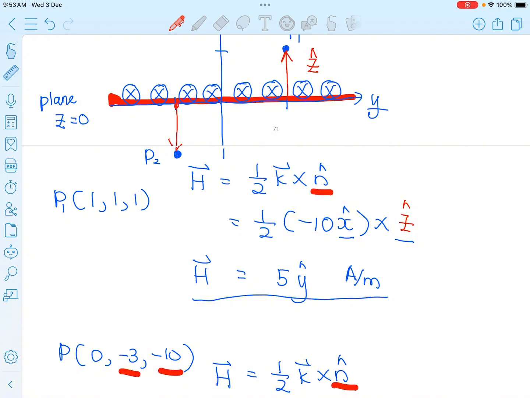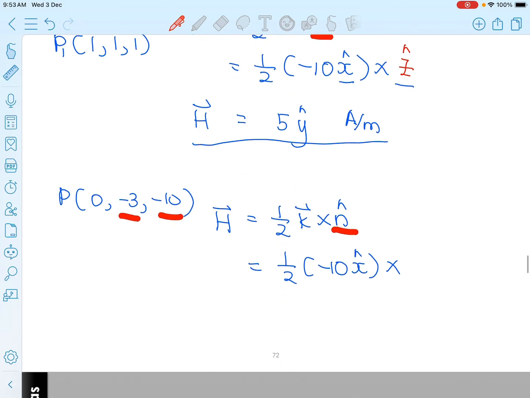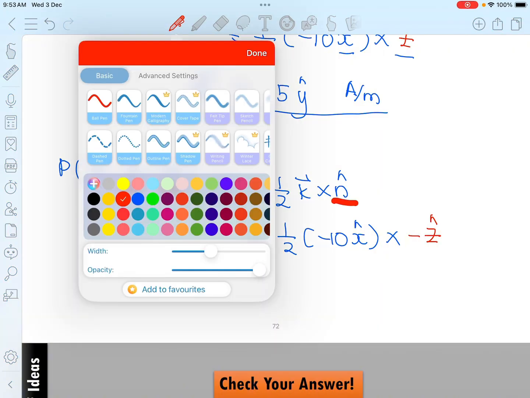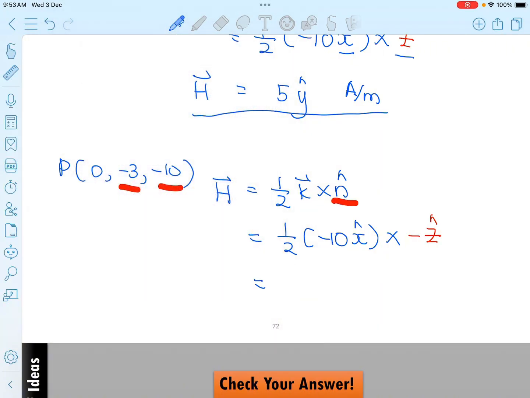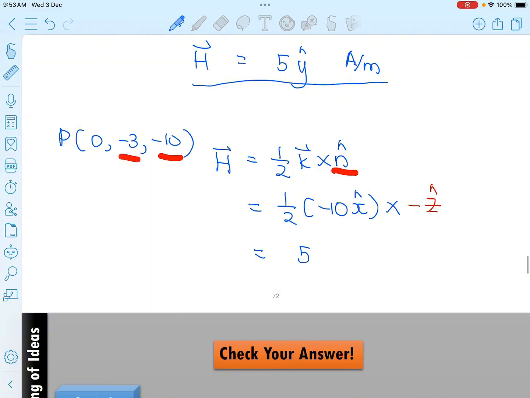Okay, so this is your observation point, and you can see your arrow is going down. Going down means that it is in the negative z direction, so you need to put this as negative z. And then this one will be 5. Because we got a negative, this one will be negative y. So this will be your magnetic field at the second position, 0, -3, and -10.